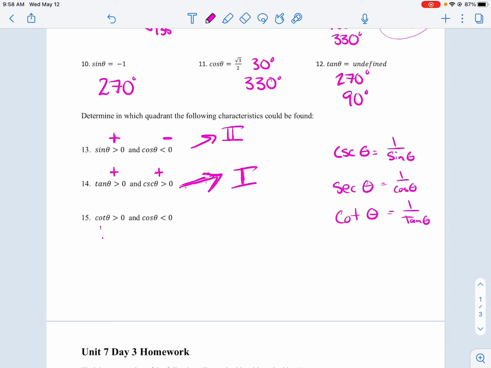And then finally, this is tangent of theta. So we're looking for when our tangent is positive and our cosine value is negative. That can't be the first quadrant, because everything's positive in that one. So it's got to be the third.